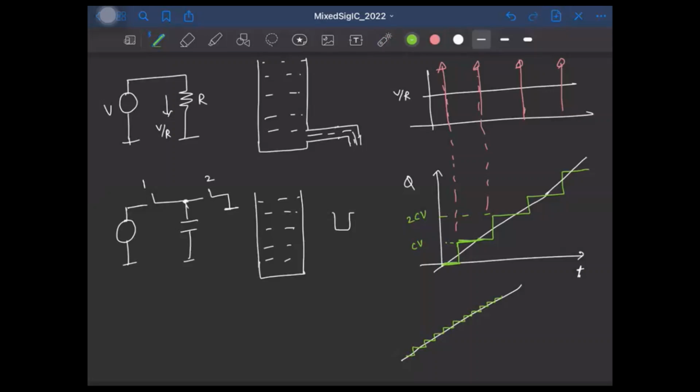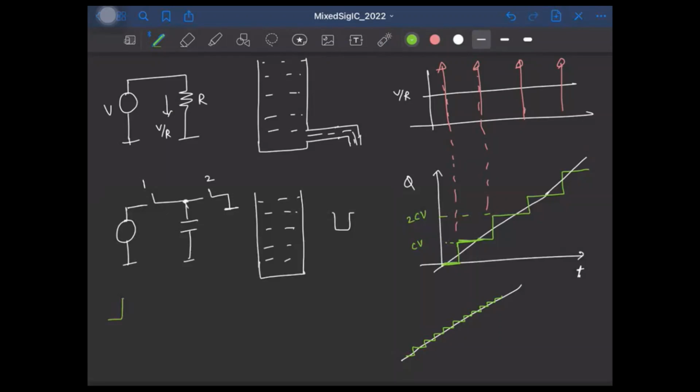And if we keep doing it at a faster and faster rate, you might not be able to find any difference between a resistor and a capacitor. Okay, so that's the idea. So now let's find what is this equivalent resistance that the capacitance is realizing.